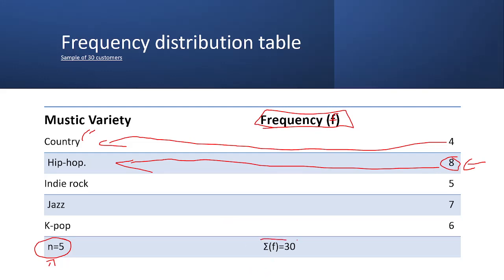And here, as we learned in the previous video, sigma is the sum of the frequencies right here. So sigma of F is equal to 30. So it's 30 different possibilities. Okay, next one.